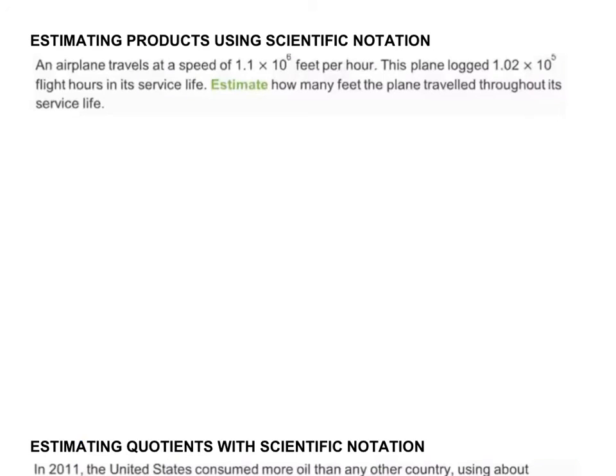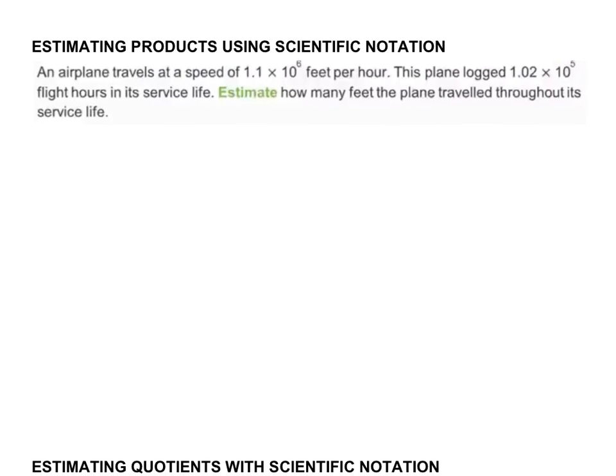Okay, so one thing we can do with scientific notation is we can add, subtract, multiply, or divide. And what this allows me to do is then say, in this case, an airplane travels at a speed of 1.1 times 10 to the 6th feet per hour. This plane logged 1.02 times 10 to the 5th flight hours in its service life. Estimate how many feet the plane traveled throughout its service life. Okay, and what we can do is this.